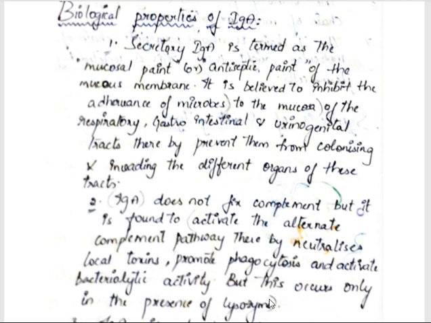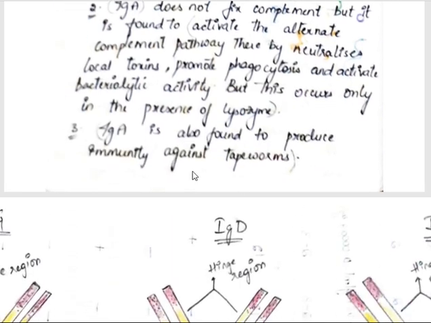But this occurs only in the presence of an enzyme called lysozyme. And IgA is also found to produce immunity against some tapeworms, that is protozoa, parasites. And this IgA is present in the colostrum and protects the baby from intestinal pathogens.